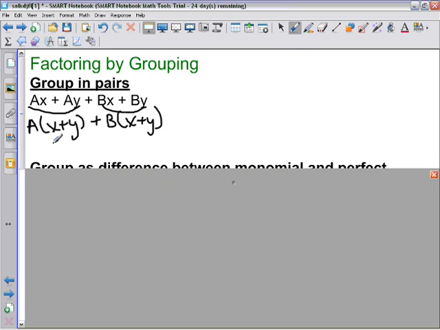You have to make sure that the binomials that are left are the same, because when you factor out x plus y from the first two terms, you get x plus y times the quantity of a times a plus b.